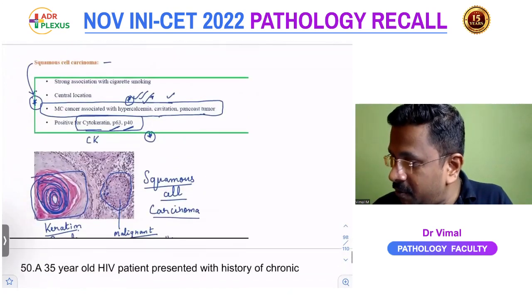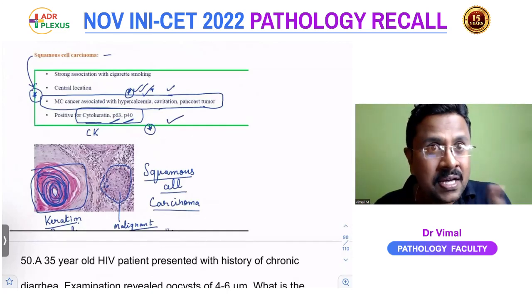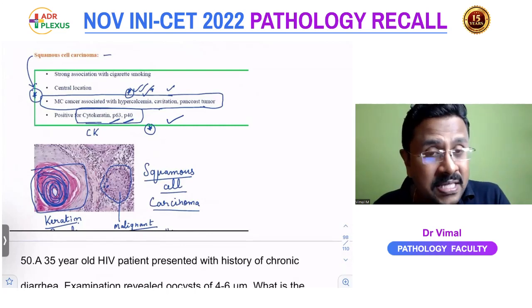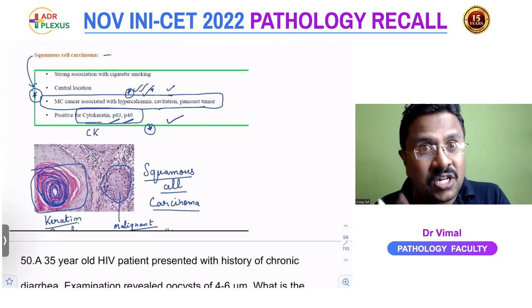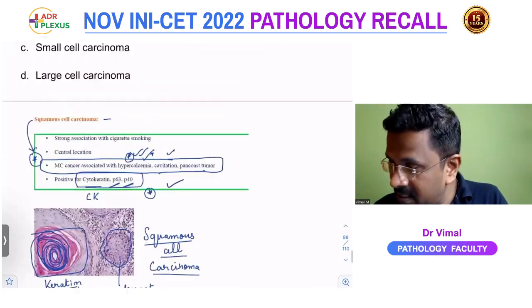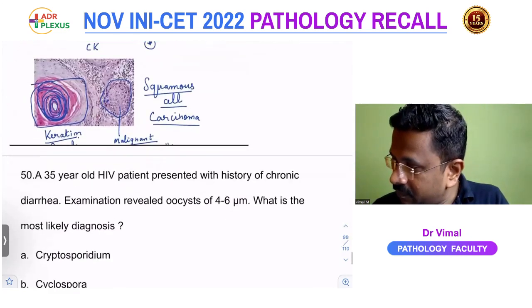Please remember the things which I told you in the class: they are positive for cytokeratin, P63 and P40. And please remember, squamous cell carcinoma is associated with hypercalcemia, cavitation and the Pancoast tumor. Yes, so the answer here will be squamous cell carcinoma.